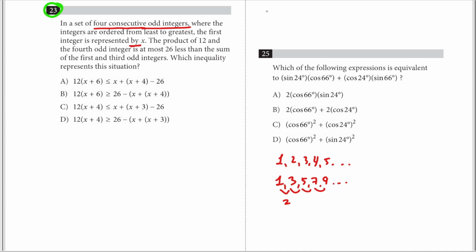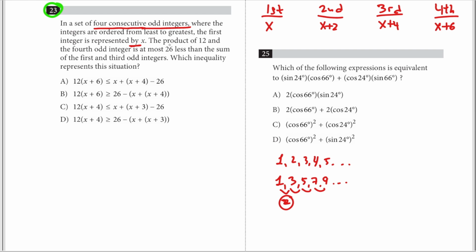So if the first integer is x, let's just do first integer, second integer, third integer, and fourth integer. The first one is x, then the second one is going to be x plus 2. Why x plus 2? Because the difference between these 2 consecutive odd integers is 2. The third one, therefore, is x plus 4. And then the fourth one is going to be x plus 6. So we just outlined the first 4 odd integers starting with x.